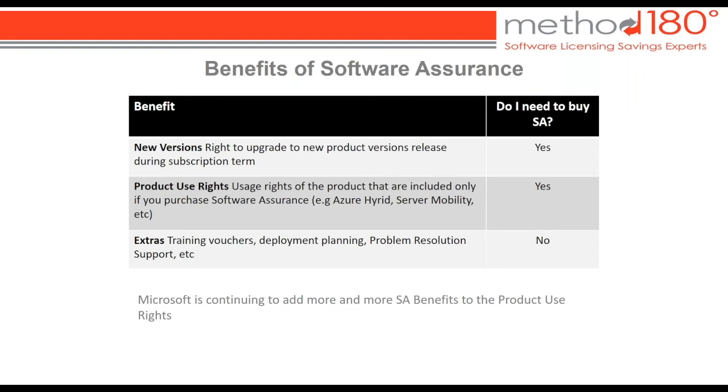I would say you would not buy software assurance for training vouchers and deployment planning and things like that, although Microsoft would love you to. But the dollar amount that you get back on those things does not justify the cost of software assurance. It's going to be those first 2: do I upgrade, and is there something embedded in the product use rights that requires me to have software assurance?